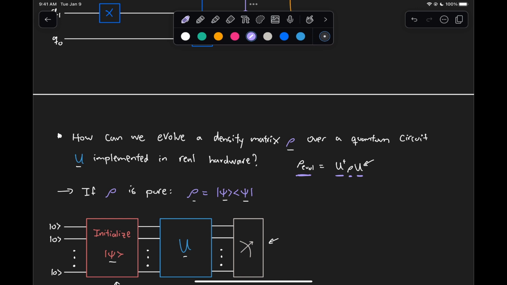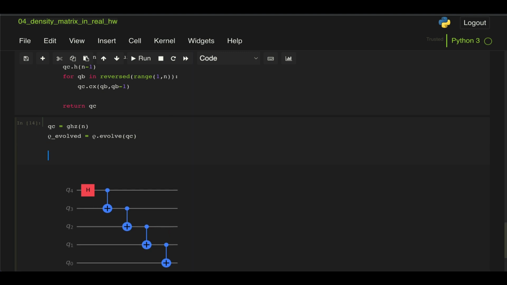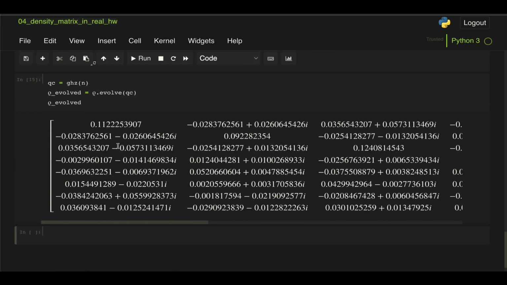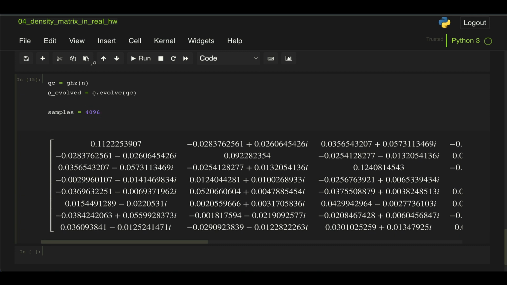We're evolving our random density matrix through this quantum circuit. And then what we can do here is, well, we could display it, but that's not going to tell us much about it, right? It's a random density matrix evolved through that quantum circuit. So what is interesting is to actually sample from this density matrix as if we were performing measurements. So let's actually define first some number of samples. So let's do 4096, and then let's call this qinfo counts.